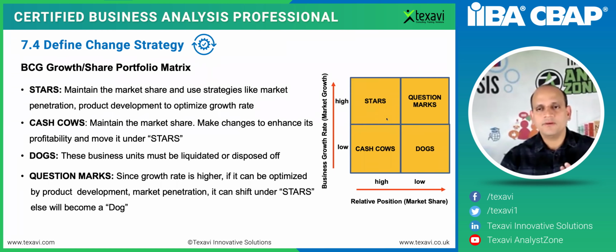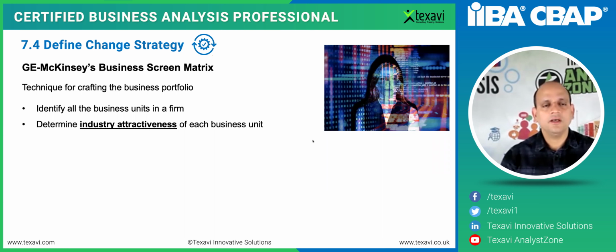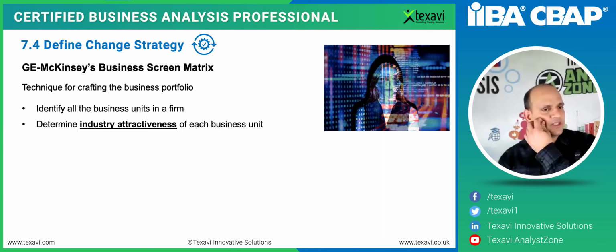So the return from the investment would come in much later, but it's certainly a promising one. Question marks, on the other hand, are not as promising, and that's where you need to really think whether you can move these products from here to here or from here to here. That's the whole strategy. So it's a very, very useful tool if you've got a product portfolio. That's what you would use this BCG matrix, the portfolio matrix, for.